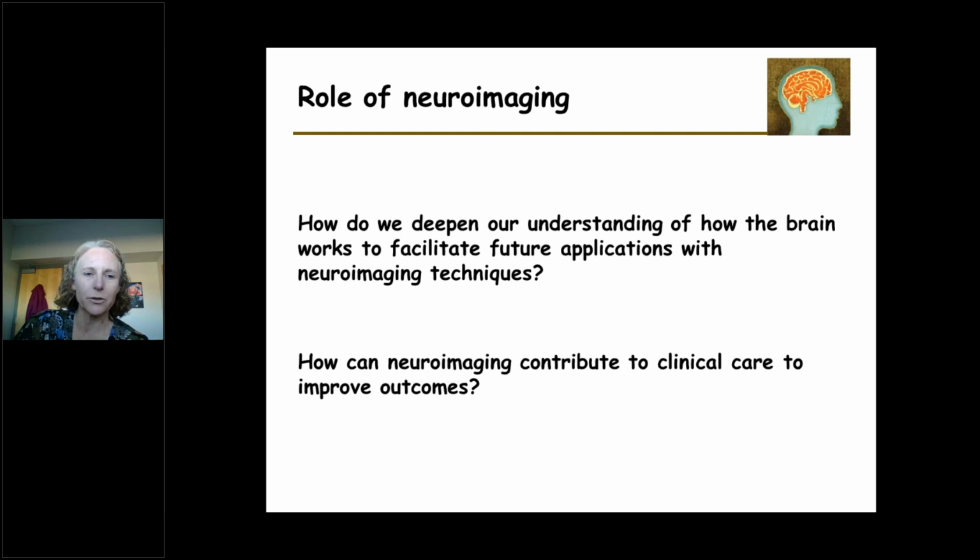So how can it contribute? One of the questions that we need to consider is how can we deepen our understanding of how the brain works to facilitate future applications with neuroimaging techniques? And then how can neuroimaging contribute to clinical care to improve outcomes?